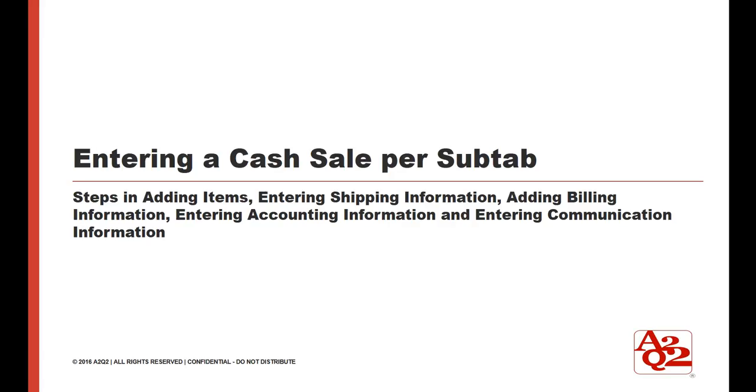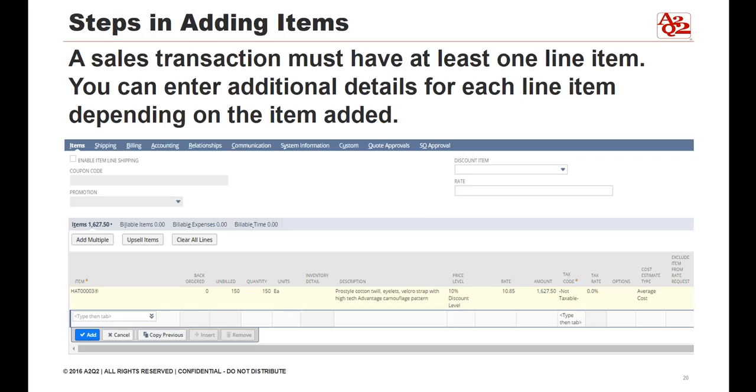We will now discuss entering a cash sale per sub-tab. This will include steps in adding items, entering shipping information, adding billing information, entering accounting information, and entering communication information. Steps in adding items. The page for entering a cash sale has several sub-tabs.